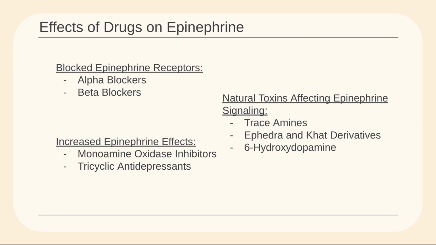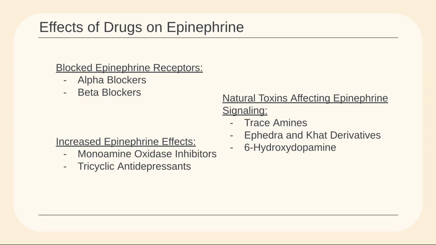Alpha blockers and beta blockers both block epinephrine receptors. Alpha blockers specifically block adrenergic receptors to prevent epinephrine from binding and activating target cells, thus reducing its effects. These blockers decrease blood pressure by preventing vasoconstriction and are used to treat hypertension.